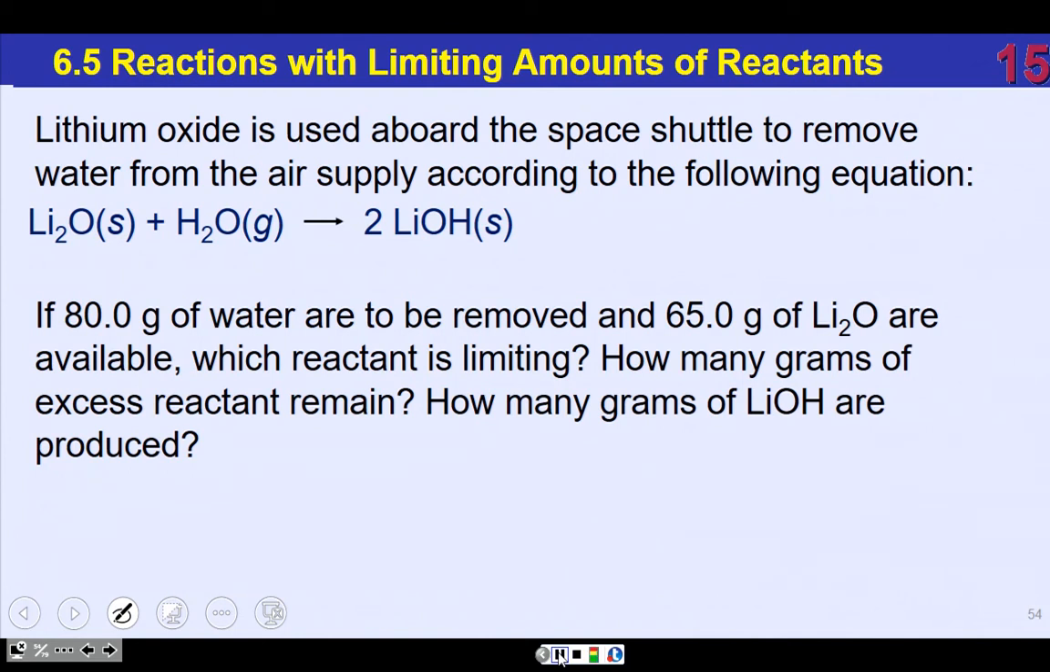If you have 80 grams of water that need to be removed, and you have 65 grams of lithium oxide, let's hope they have enough, we'll find out what is limiting. And this is a multi-step question. We want to know what's limiting. We want to know how many grams of excess reactant remain and how much lithium hydroxide is formed. So if you follow us through, we can make all the steps of this calculation.